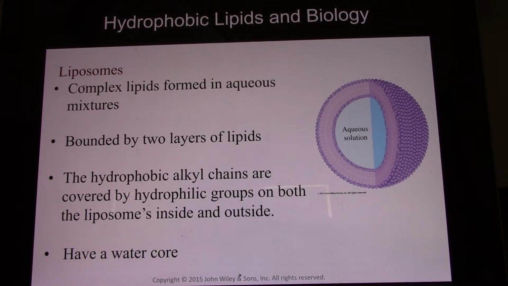Liposomes, these are complex lipids that are formed in aqueous mixtures, bounded by 2 layers of lipids. The hydrophobic alkyl chains are covered by hydrophilic groups on both the liposome's inside and outside, and have a water core. And so this kind of mimics the plasma membrane. You have the lipid bilayer and the hydrophilic portions are on the inside and the outside with the hydrophobic area throughout. And so this really mimics a baby plasma membrane with a liposome.